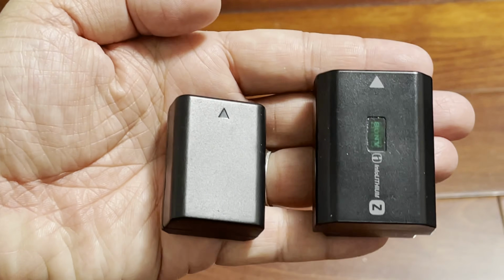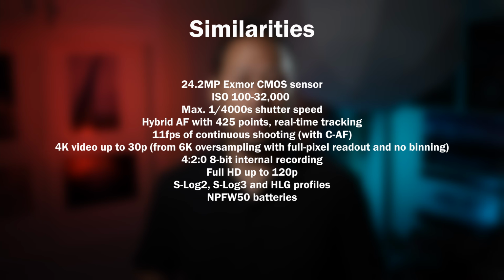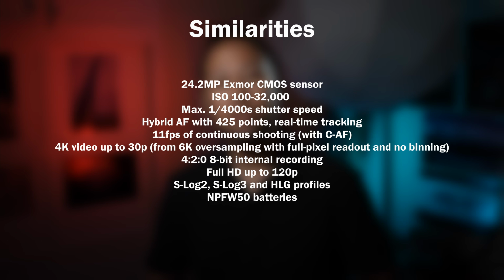Shame they didn't go the Z100 route as video is taxing on batteries, and this being marketed as a vlogging camera. Battery is rated around 400 shots or 80 minutes of video. If I missed anything, be sure to shame me in the comments. Those are the similarities. Now let's look at the differences.